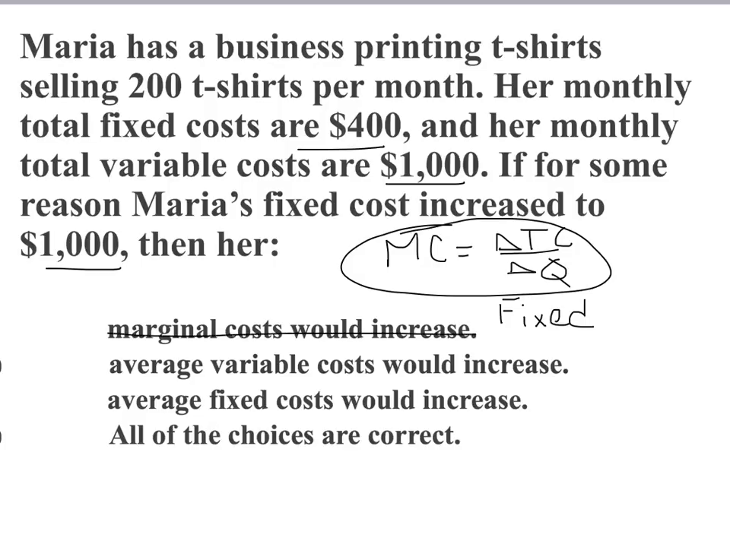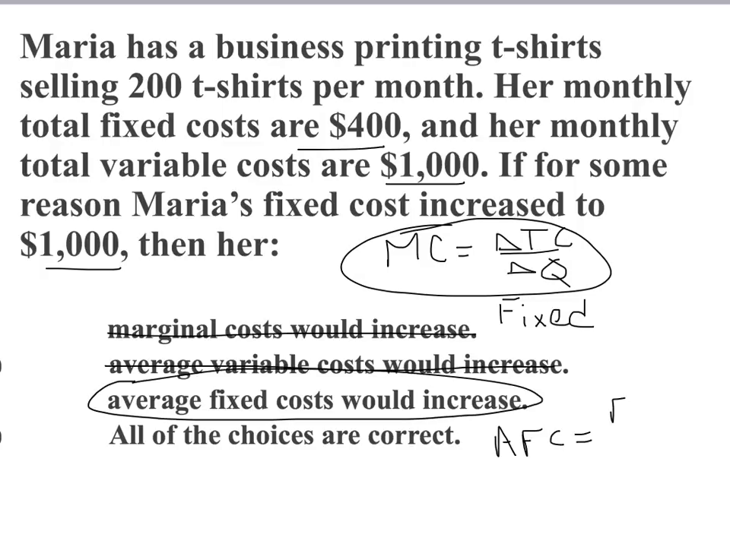Now the average variable costs are also not going to change because the average variable costs are just the variable costs divided by output, and what's changing here is the fixed costs and not the variable costs. Now clearly the average fixed costs will increase because the average fixed costs are equal to fixed costs divided by output, and when the fixed costs increase to $1,000, this increases, so therefore the average fixed cost increases. Since A and B were wrong, that makes this wrong, and this makes the second one correct.